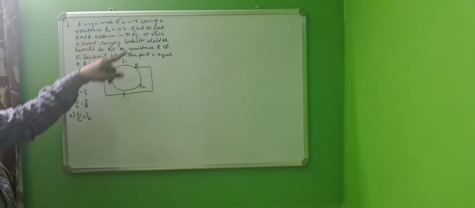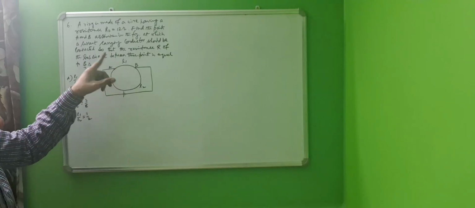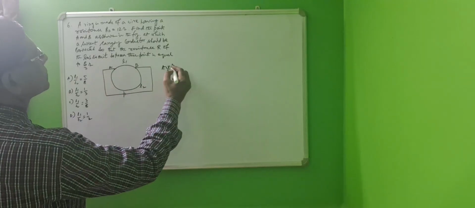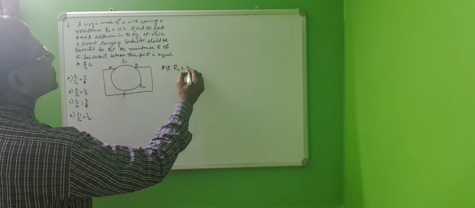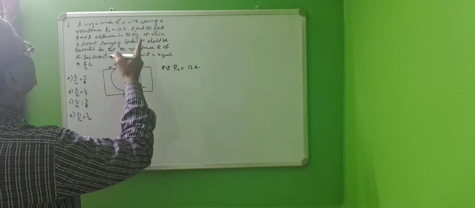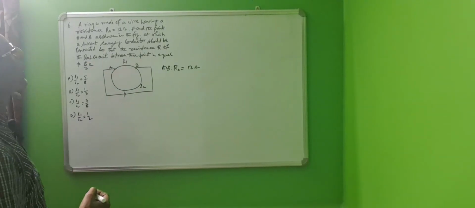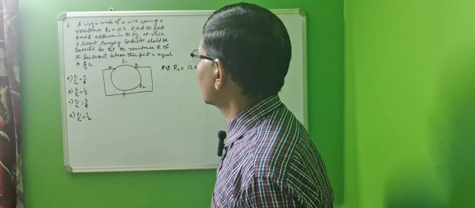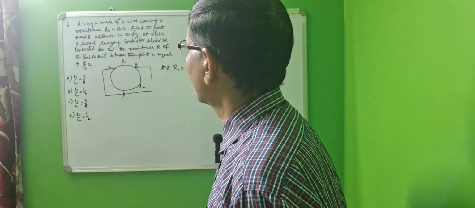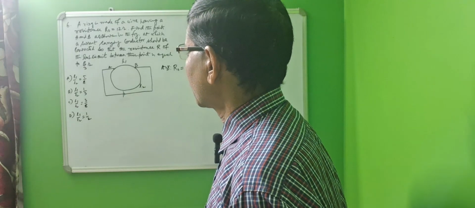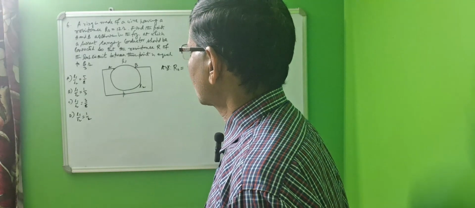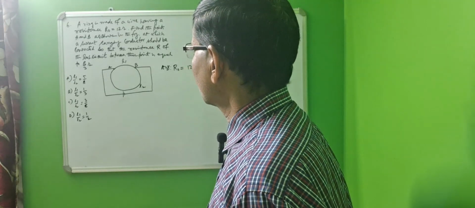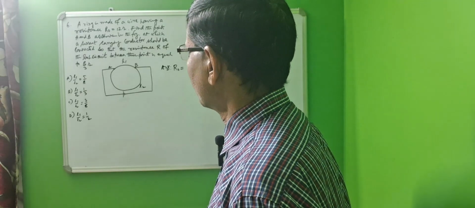A ring is made of a wire. This ring is made of a wire having a resistance R0 equals 12 ohm. Find the points A and B as shown in the figure at which a current carrying conductor should be connected so that the resistance R of the sub circuit between the 2 points is equal to 8 by 3 ohm.